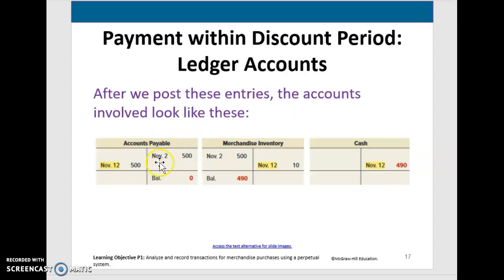The general ledger accounts look like this. Here's our accounts payable. $500 when we purchased it, we credited accounts payable. On November 12th, when we paid the bill, we debited accounts payable for $500. Our balance is $0. On November 2nd, we also debited merchandise inventory for $500. On November 12th, we earned the discount of $10, so the $500 minus the $10 discount means that our cost of that inventory is now $490 instead of $500. The cash that we paid on November 12th is a credit of $490.